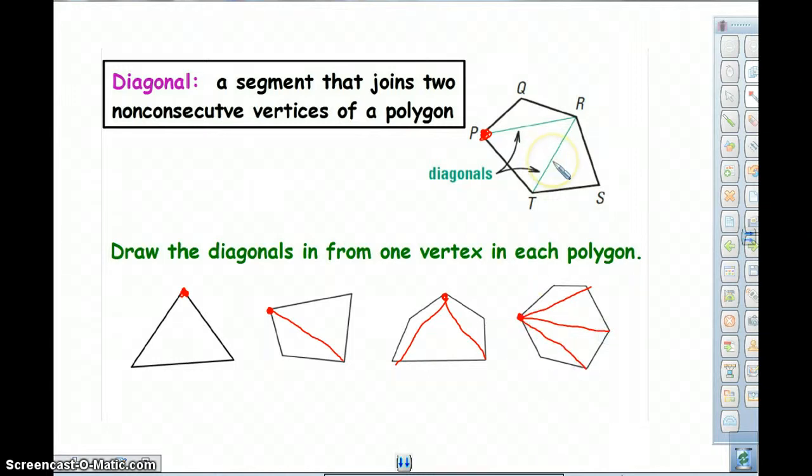Remember, if I'm naming my diagonal, I'm naming it with 2 letters. So in this case, my diagonal in this one is going to be PR, and TR would be my other diagonal. You need 2 letters in order to do that.